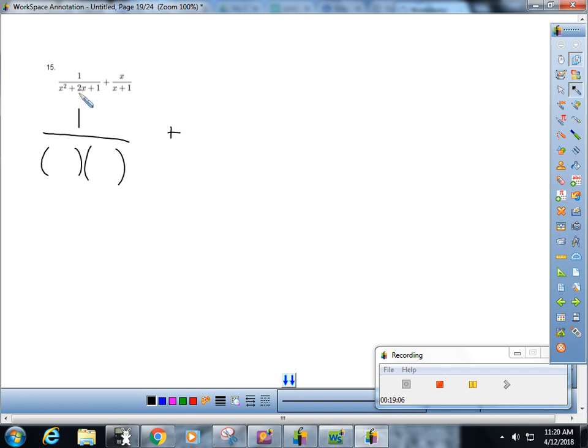What two numbers multiply to be 1 and add to be 2? You can do it. That's right, 1 and 1. Okay? Multiply to be 1 and add to be 2.